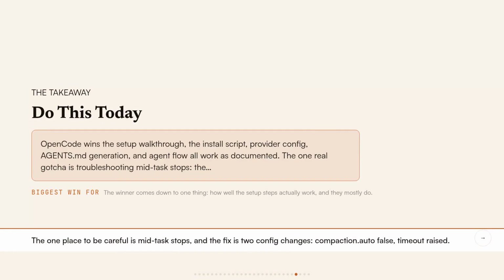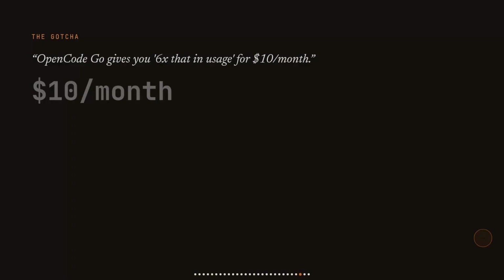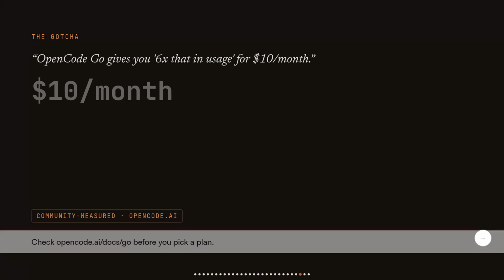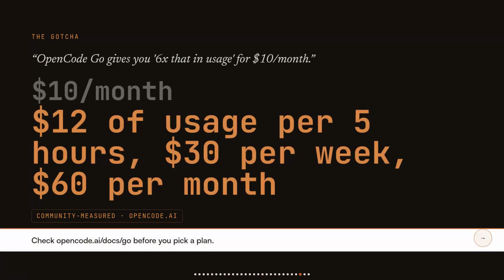One thing most tutorials skip: the Go plan's monthly sticker doesn't mean that much usage. The real ceiling is a 5-hour window cap, then $30 per week and $60 per month, and heavy users will hit that 5-hour window long before the monthly number matters. Check the opencode.ai docs for Go before you pick a plan.